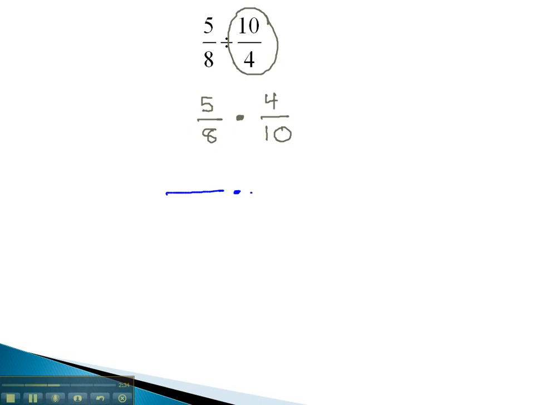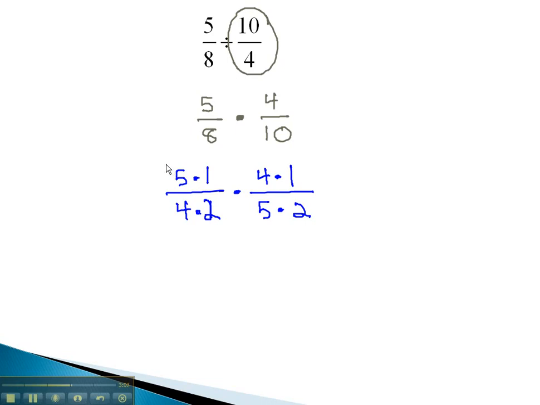Let's show the process of finding the common factors so we can see them divide out. 5 and 10 have a common factor of 5. This is because 5 is 5 times 1, and 10 is 5 times 2. Similarly, 8 and 4 have a common factor of 4. This is because 8 is 4 times 2, and 4 is 4 times 1.